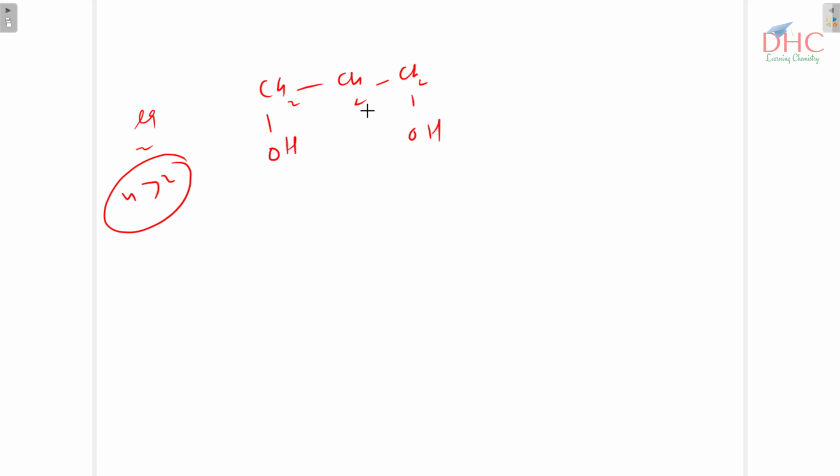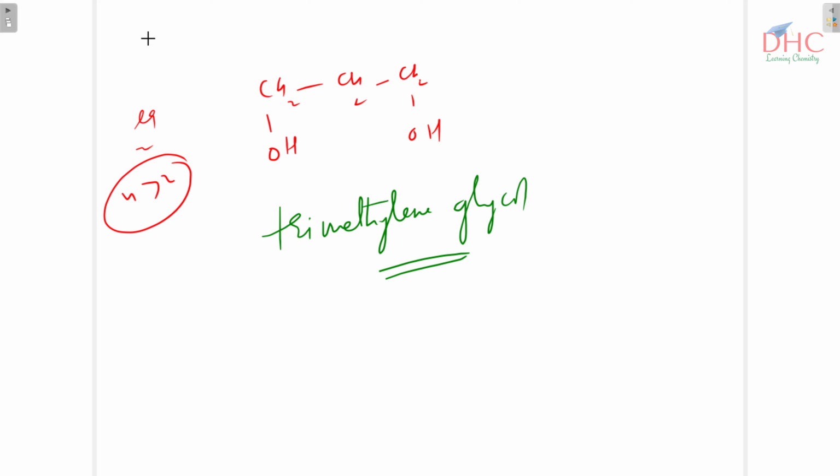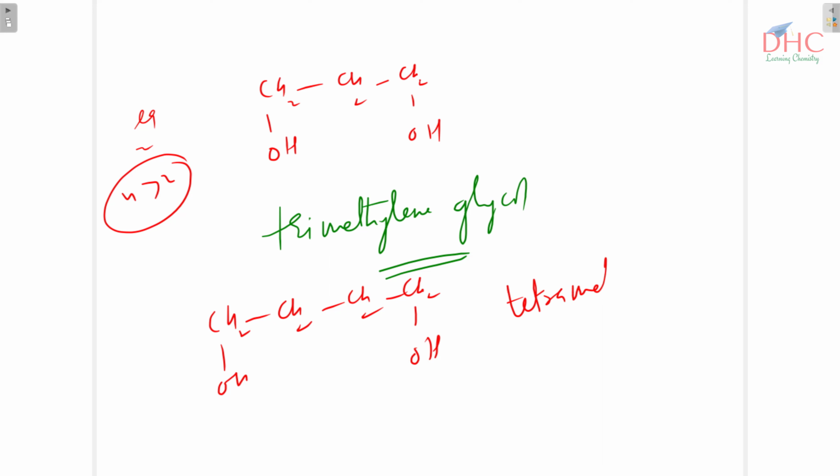Now how many methyl CH2 groups are there? 3. So it is trimethylene glycol. Similarly, we have one more example, that is CH2OH CH2 CH2 CH2OH. So it's tetramethylene glycol, because there are 4 CH2 groups, so tetramethylene glycol. This is how you are basically naming these compounds.